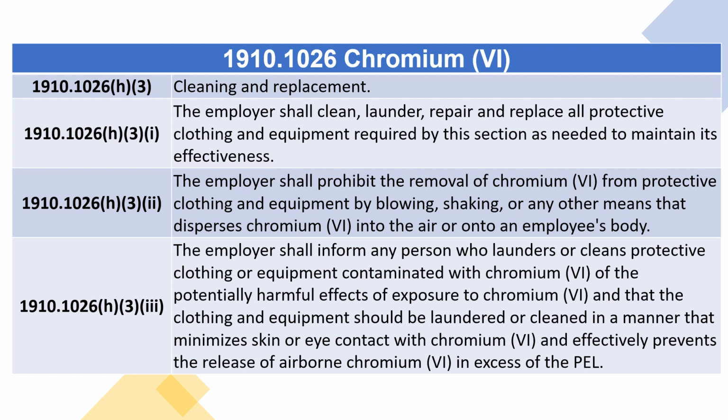The employer shall inform any person who launders or cleans protective clothing or equipment contaminated with chromium (VI) of the potentially harmful effects of exposure to chromium (VI), and that the clothing and equipment should be laundered or cleaned in a manner that minimizes skin or eye contact with chromium (VI) and effectively prevents the release of airborne chromium (VI) in excess of the PEL.